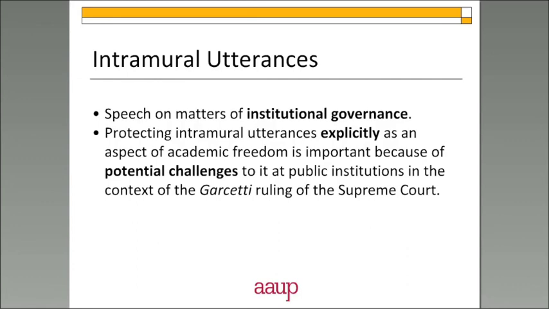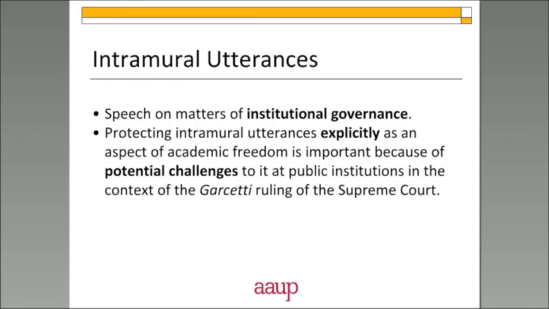I don't have a very specific example here of recent attacks on intramural utterance specifically, although historically our investigations have very frequently involved cases of dismissals because of speech on matters of governance. But it is very important to recognize what the relationship is between speaking on matters of governance and the defense of academic freedom, or more generally between it and academic freedom.